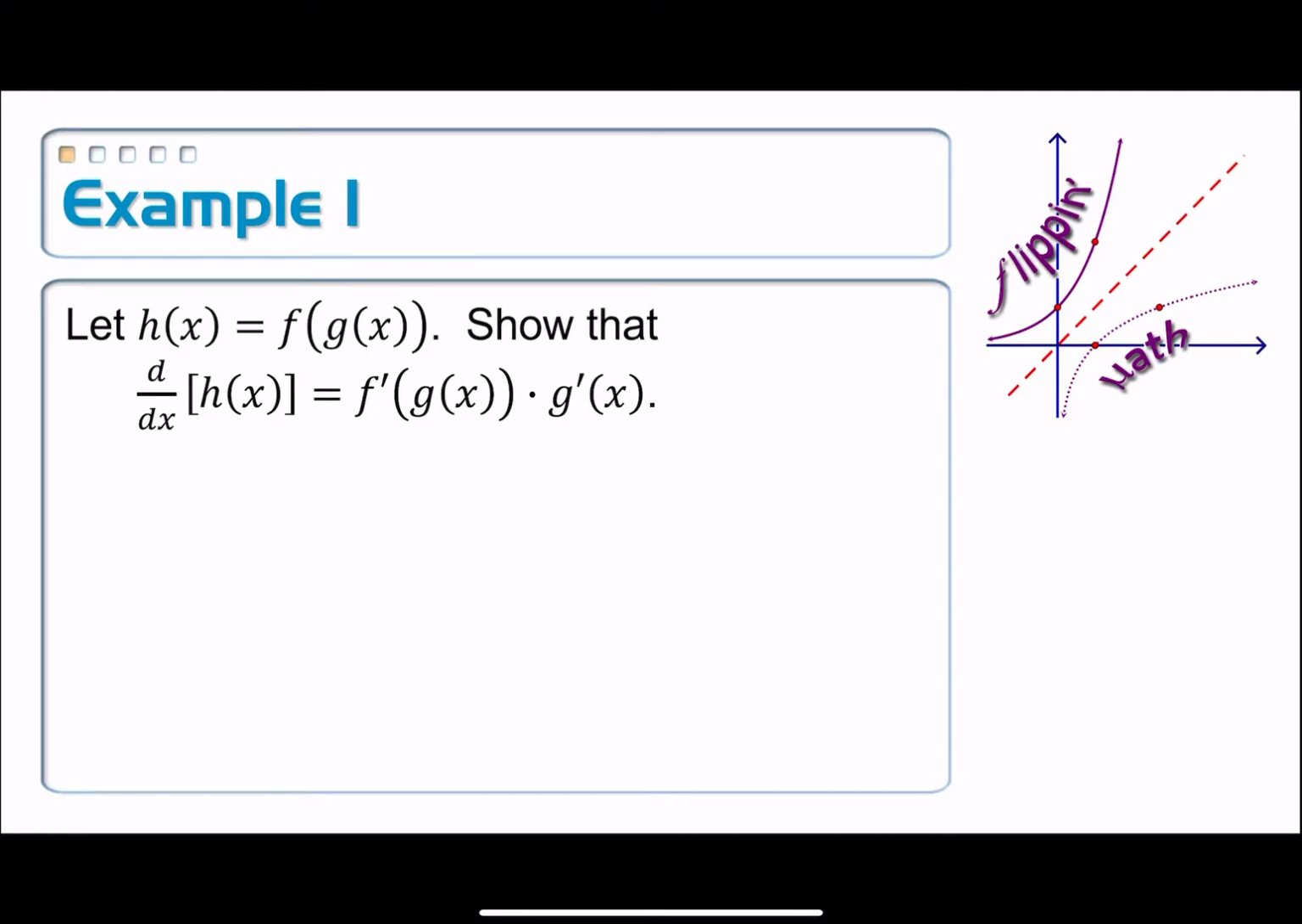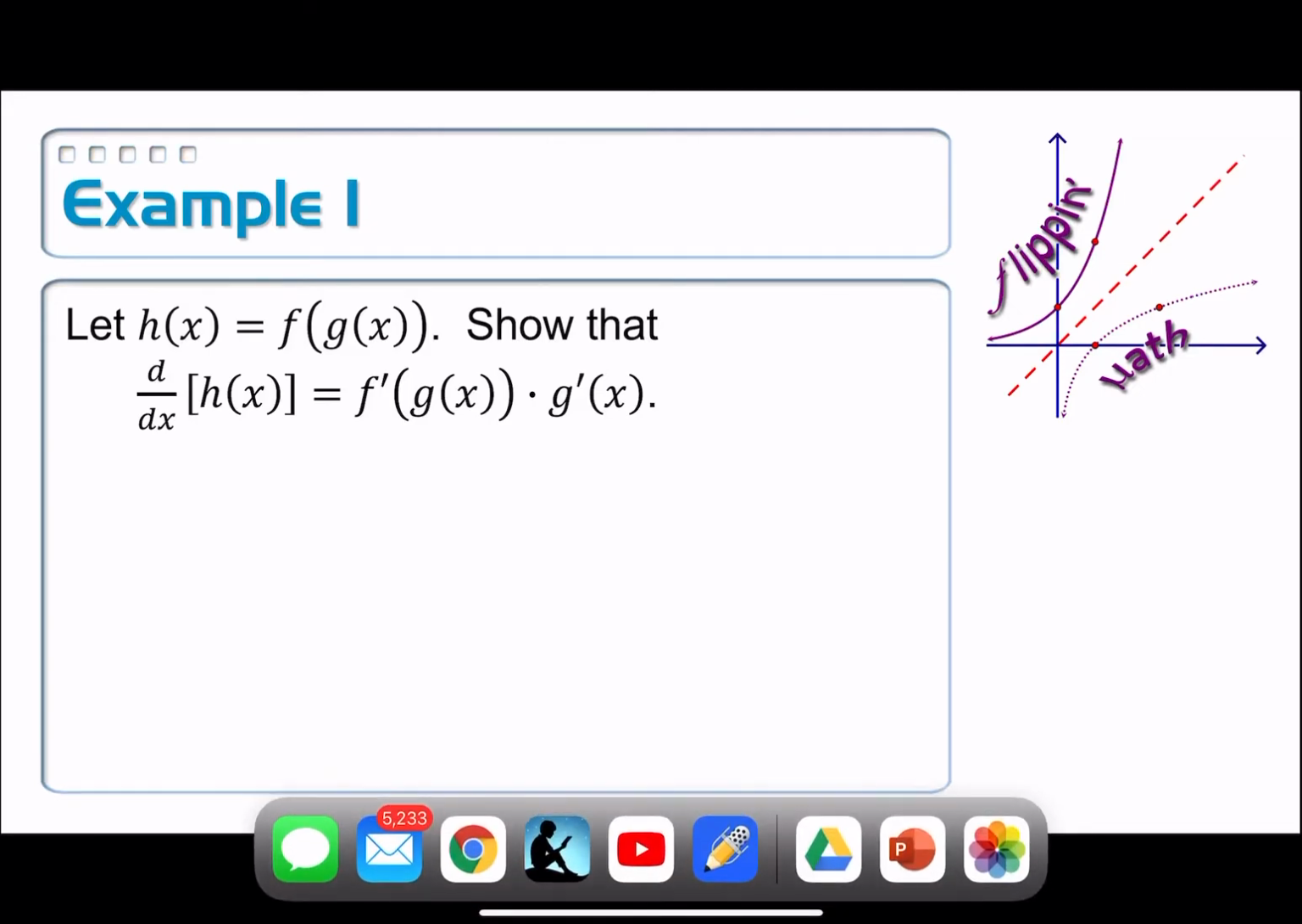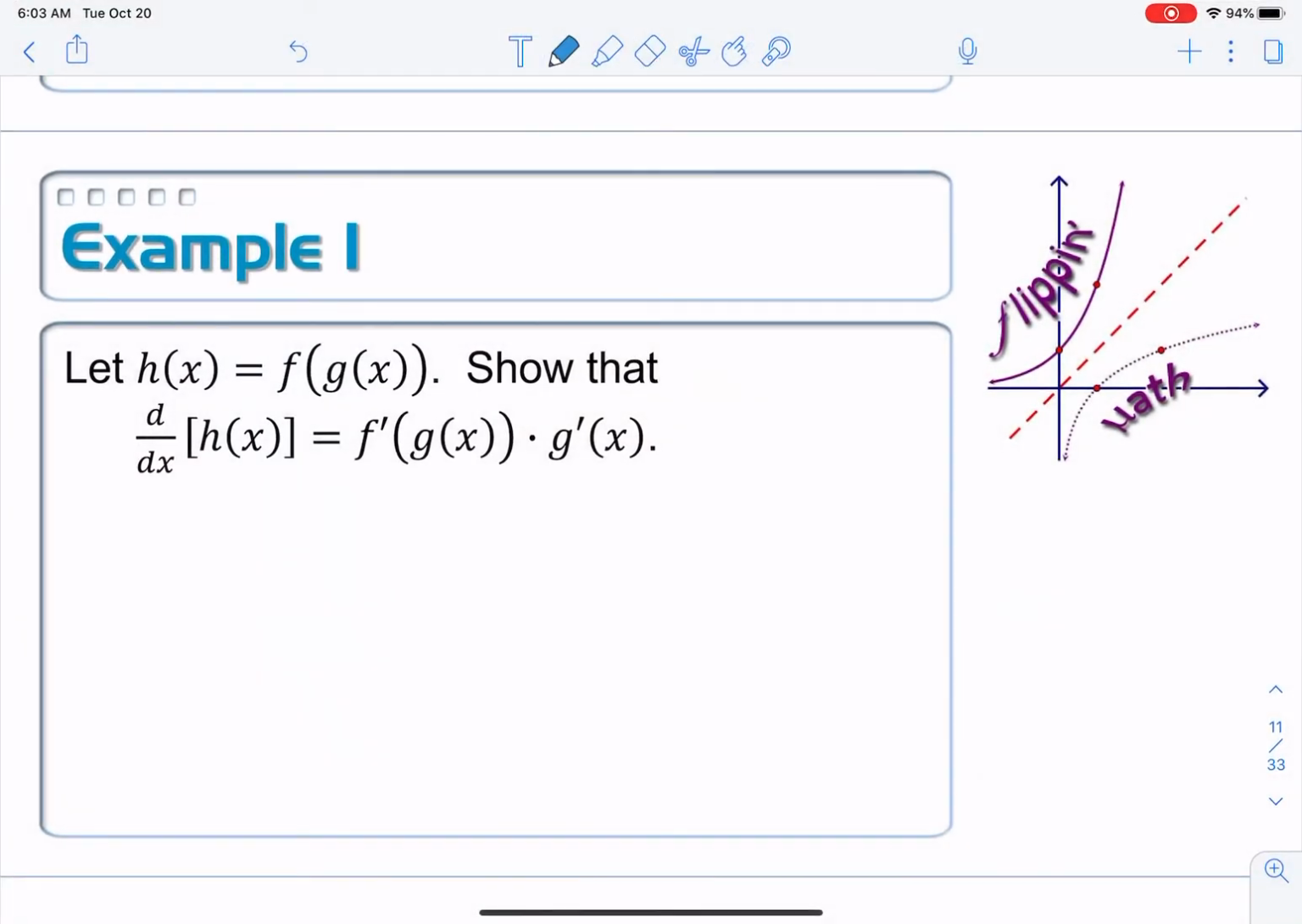Let's see how we would actually set about proving this using the limit definition. So on example 1, let h of x equal the composition f composed with g of x. Show that the derivative with respect to x of h of x is equal to, as we've said, f prime composed with g of x times g prime of x. Okay, so this particular rule is proven using the alternate form of the derivative. And what does the alternate form look like?